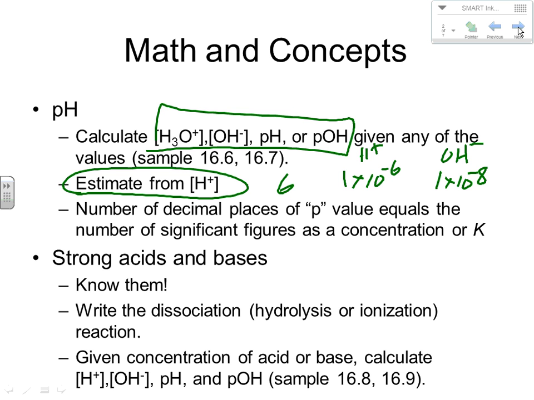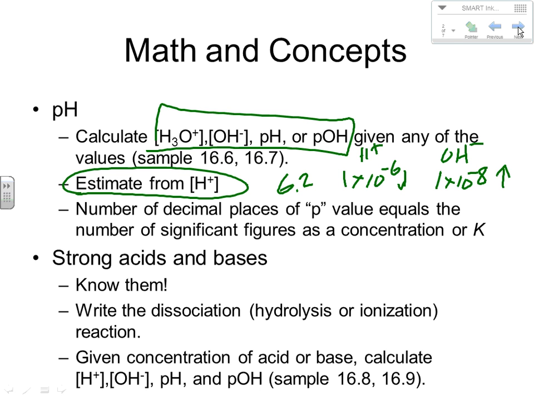So if I know that it's 6.2, I know that this is going to go down a little bit and that's going to go up a little bit. So you need to be able to estimate values for pHs from concentrations and vice versa with some simple numbers. Also, don't forget the whole rounding and sig fig idea that we talked about earlier in the test help movie. Strong acids and strong bases, you have to know them and be able to write their dissociation.